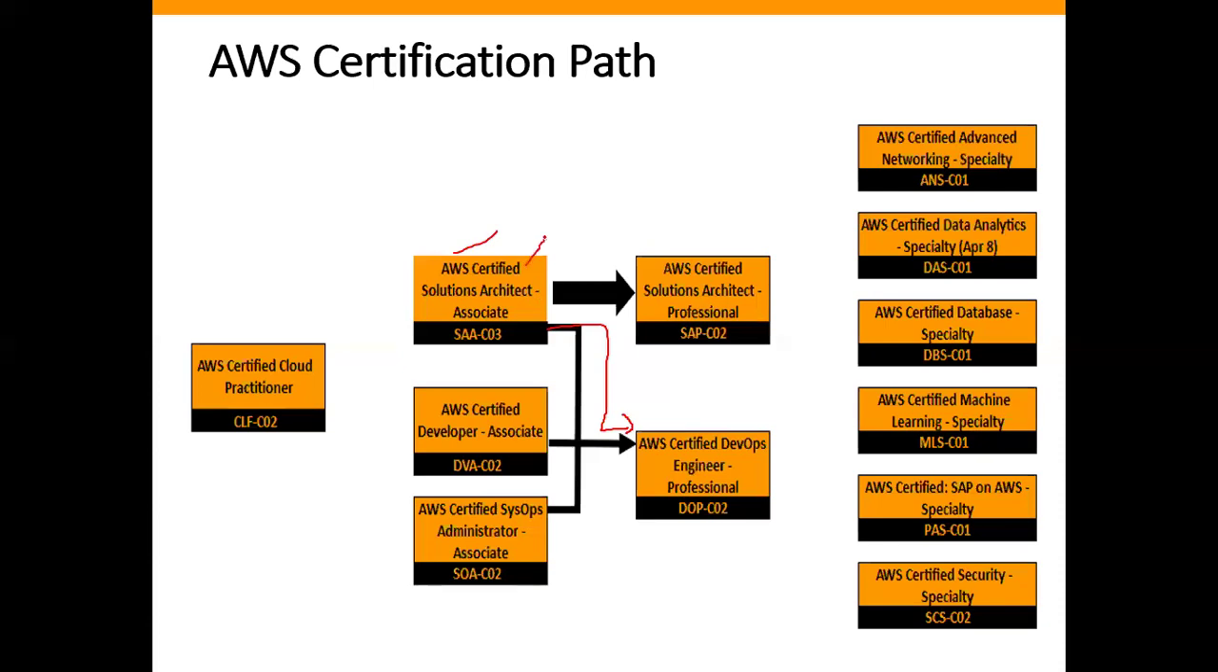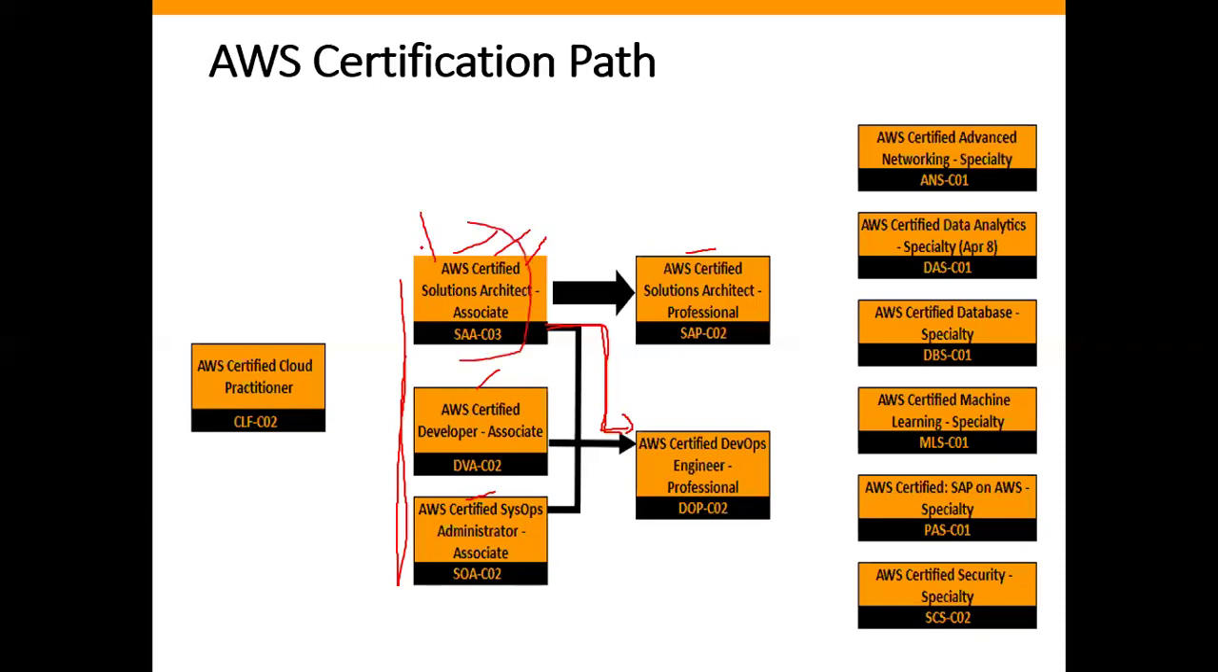No. Architect Associate, then after that you can go to DevOps. These are all three associates, the same level. These are different roles: this is Solution Architect, this is Developer, this is SysOps Administrator. Okay, out of these three, you can learn anyone. For DevOps, you can do any one, but if you want to go with the professional one, the only thing you can go with is this one.